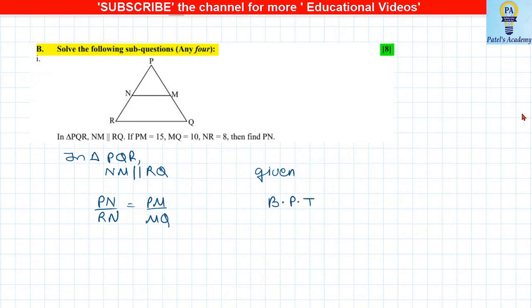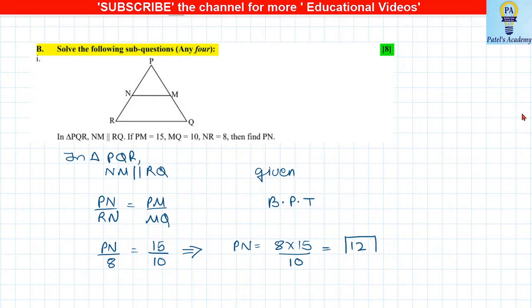We call it BPT. Now we have to just substitute the values. So that is PN upon 8. The value of RN is given as 8, equals PM, that is 15, upon MQ, which is 10. So when you solve this, you get the value of PN is 8 into 15 upon 10. Okay, so after we reduce, we get the answer as 12. So the answer for PN is 12. So this is a basic sum on BPT, basic proportionality theorem.